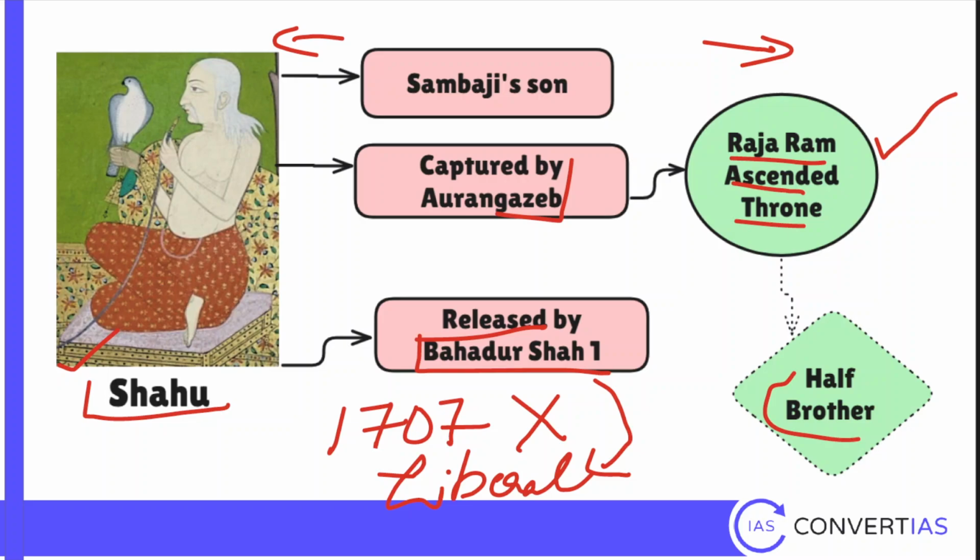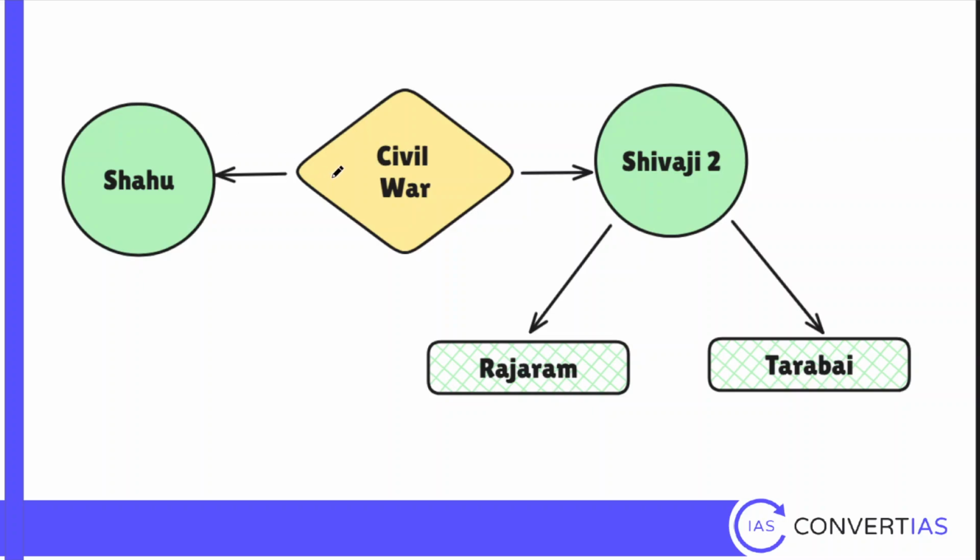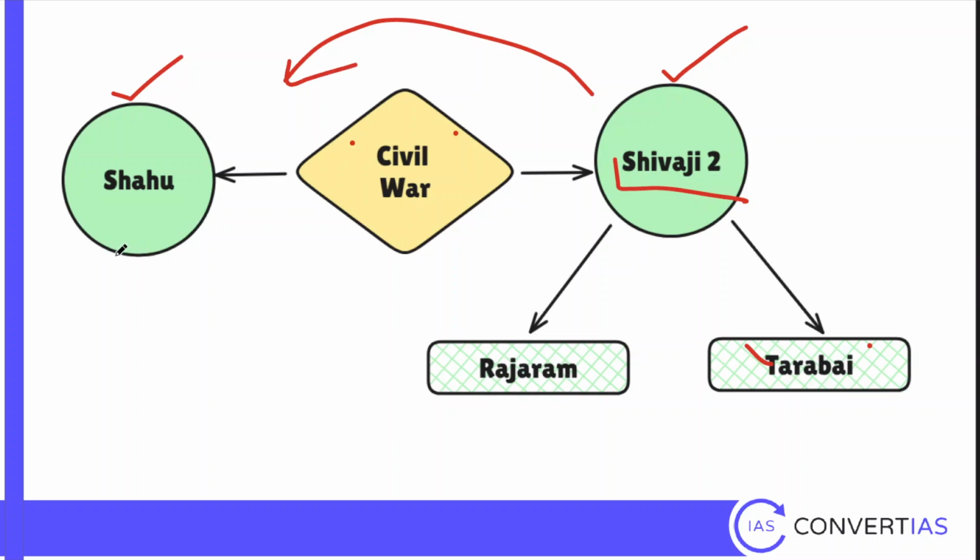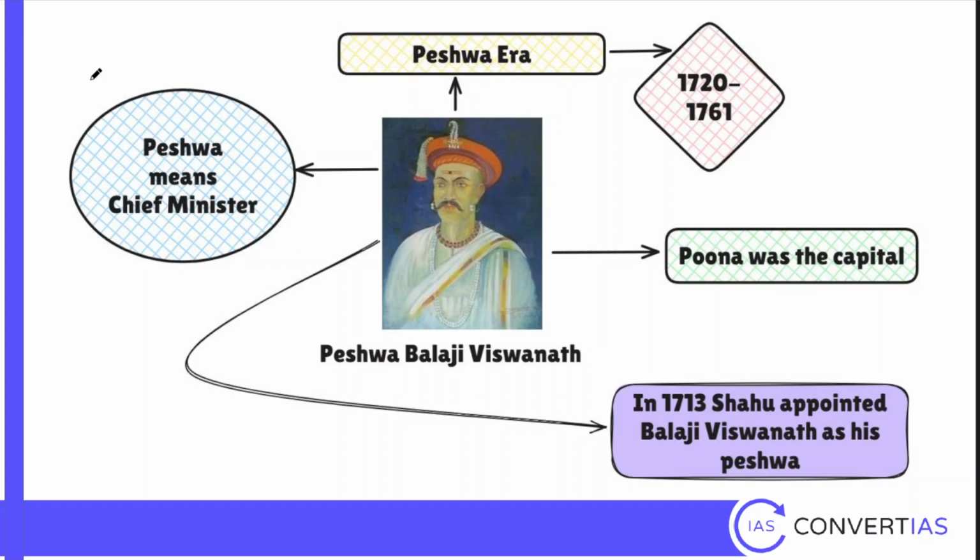This leads to a civil war, a civil war within the Maratha kingdom. On one side you have Shahu, on the other side you have Shivaji II. So by this time Rajaram dies, Shivaji II is his son, and Rajaram's wife Tarabai, an important name. So Tarabai controls the empire with her son Shivaji II. And this battle happens. So Shahu does something to overcome this. In 1713, when he was released, Shahu appoints a person named Balaji Vishwanath as his Peshwa.